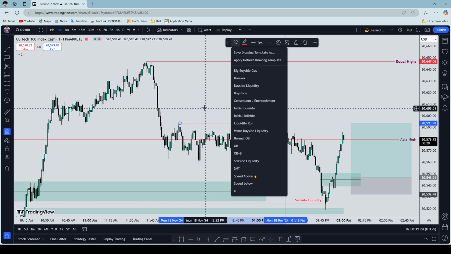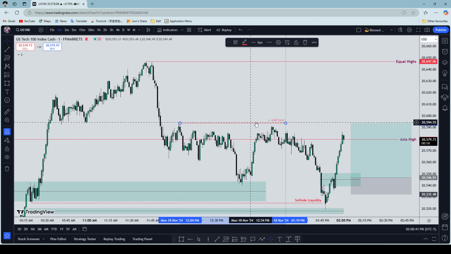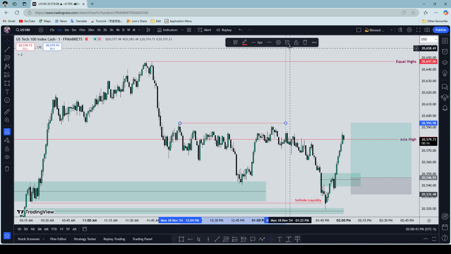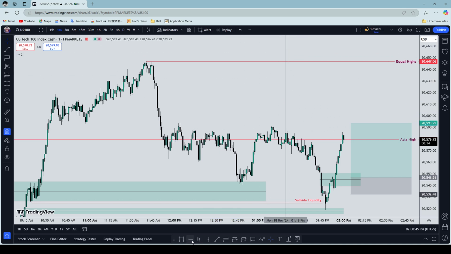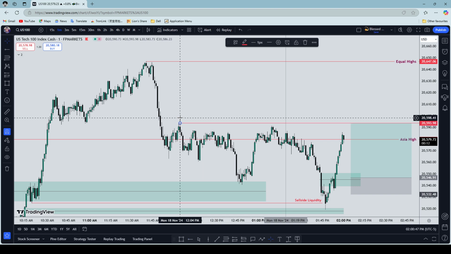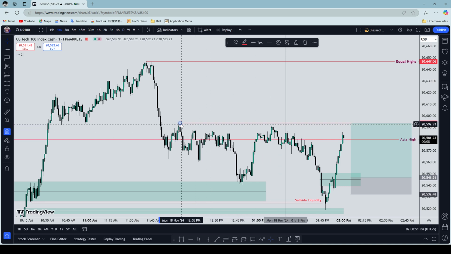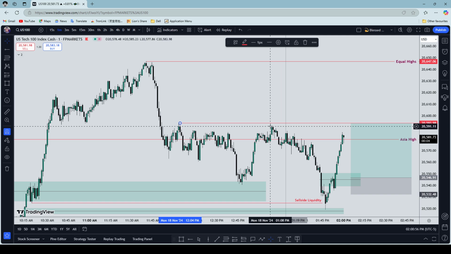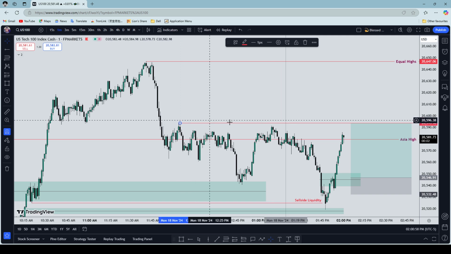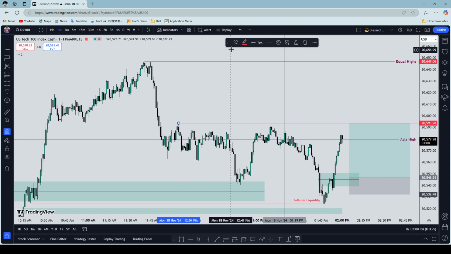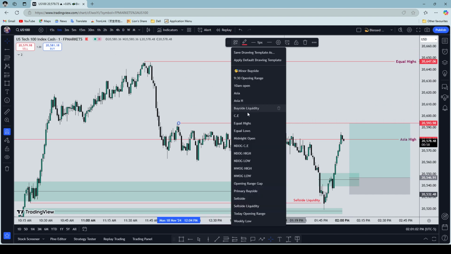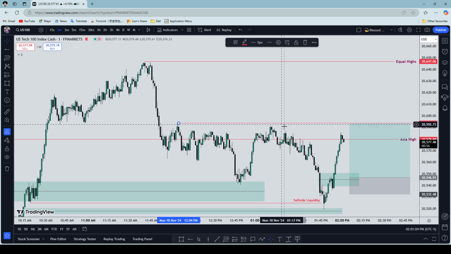So that's most of the time when you see me mark out something as equal highs, that is what I'm referring to, because this point here and this point, they are relatively equal to each other, because this one here failed to take out this one. So most of the time I just tag it as equal highs. Some people will put it as relative equal highs, but me, I just call it equal highs.